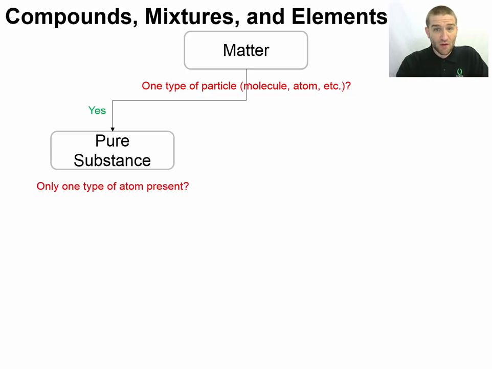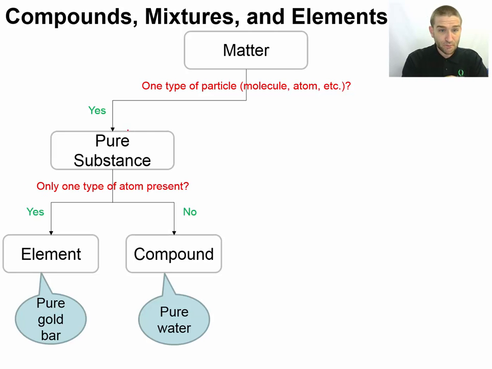Now, if they are all the same, this is going to be a pure substance, and all of the examples I just gave a moment ago were pure substances. Next question we have to ask ourselves: are they all going to be one type of atom? So is it purely hydrogen? Now, if it's hydrogen molecules, sure, it's still going to be purely hydrogen. It's a pure substance, and in that condition, it's going to be an element.